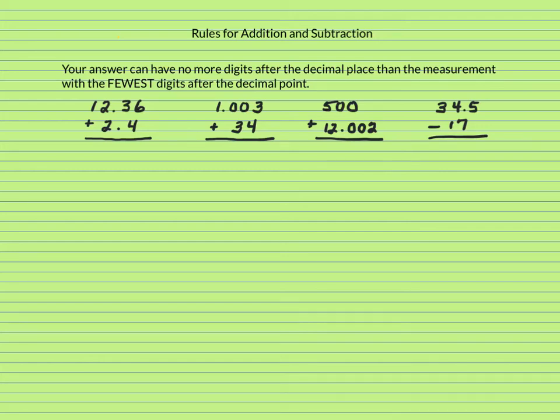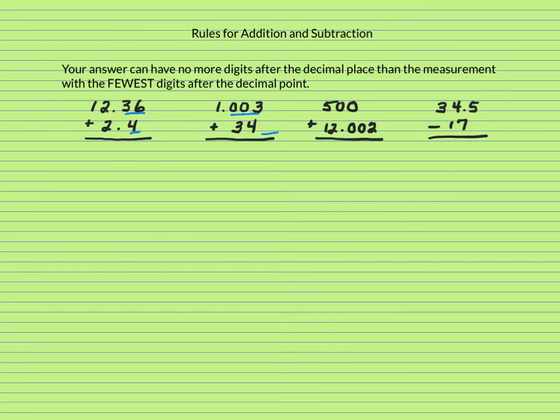So let's look at some rules for significant figures when we're adding and subtracting, or multiplying and dividing. When we're adding and subtracting numbers, it isn't really about significant figures. Instead, we look at the number of digits after the decimal. Okay? Just the digits after the decimal.